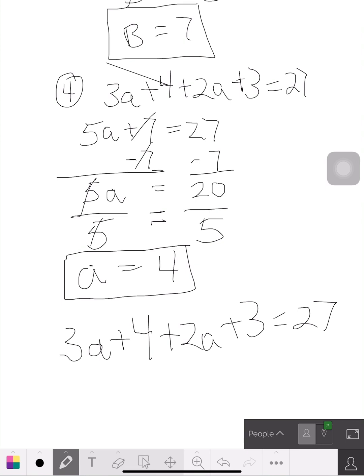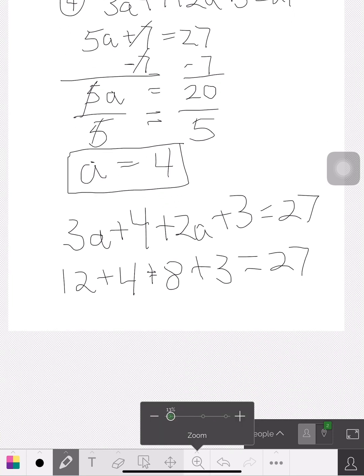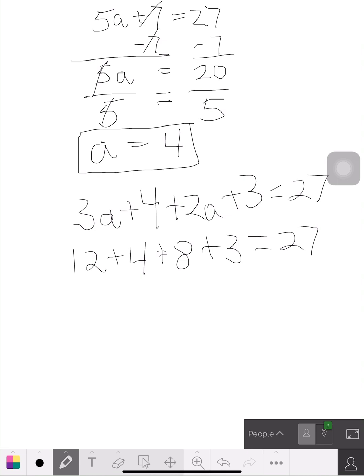So 3a, so it would be 3 times 4 is 12. So we got 12 plus 4. Now 2a is 2 times 4 is 8. So we got a plus 8 plus 3 equals 27. Let's see if we add that up, if it does. 12 plus 4 is 16. Plus 8 is 24. Plus 3 is 27. So 27 does equal 27. So our answer is correct. And that's all there was to it.